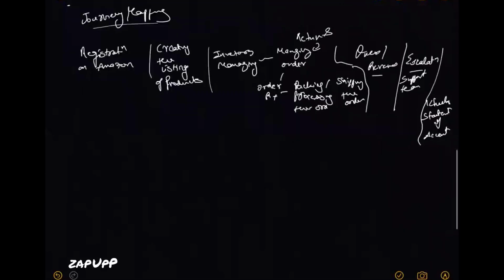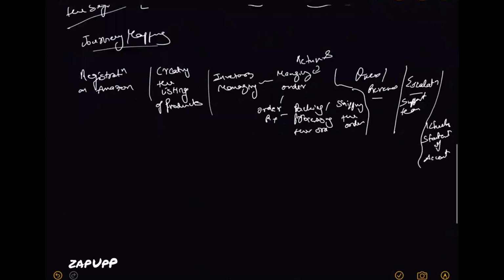Now, in each of these phases, since our objective was to present time critical information, we'll identify where an app would make sense versus where a dashboard would make sense. Okay, registration on Amazon, this is something where the app makes sense. Creating listing of products, this is something which can be done on the app.